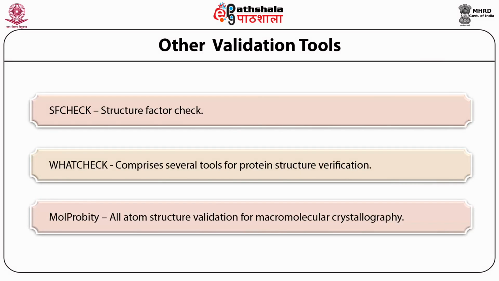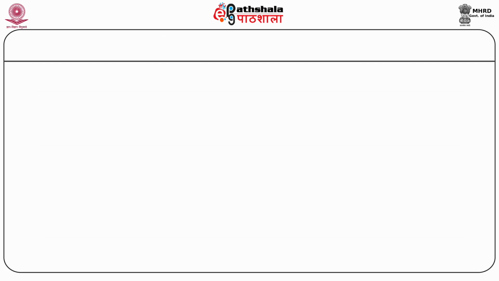MolProbity is another validation tool where all-atom structure validation is done for macromolecular crystallography. It validates the bond lengths, angles, phi-psi torsions, side chain torsions, checks for non-crystallographic symmetries, peptide flips, any steric hindrance, C-beta deviations, NQH flips, the local environment profiles and so on.